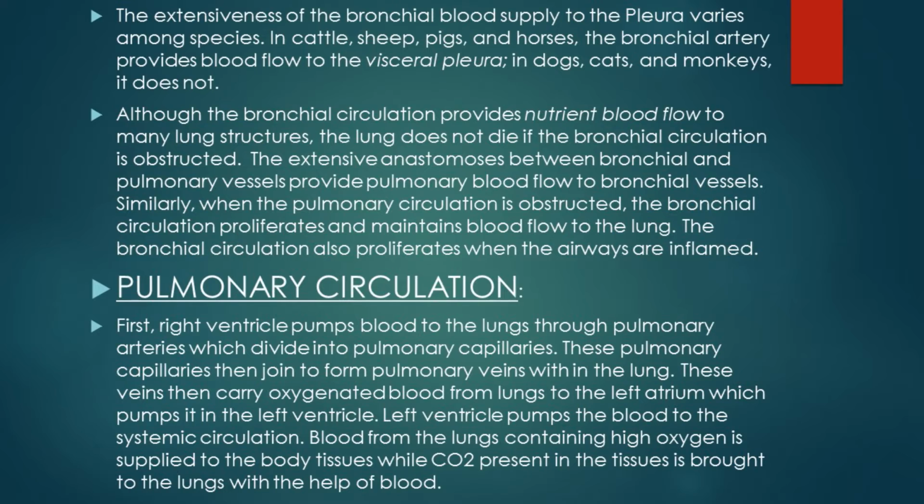So we have seen that the function of the lungs is not halted in the absence of bronchial circulation, but it plays a very important role when the pulmonary circulation is obstructed or when airways are inflamed. Our next topic is pulmonary circulation. So first we discuss the route of the blood from heart to lungs, from lungs to tissues, and from tissues back to the heart.